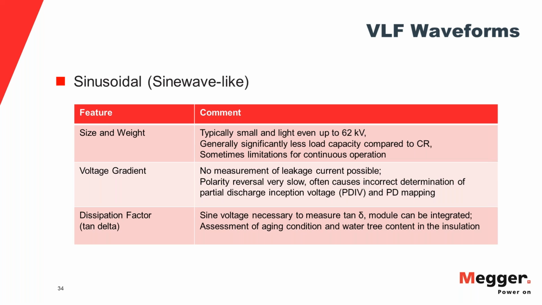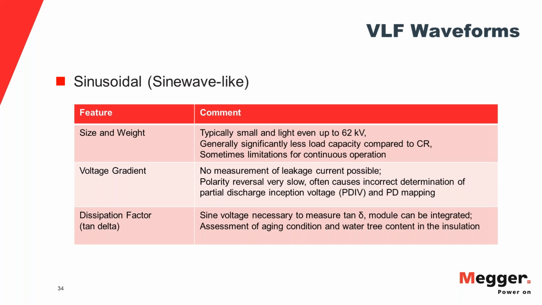This is why we, as a manufacturer, don't just make cosine rectangular test sets, but also sinusoidal, because there is an application for it. Size and weight are typically an advantage. This has partially also to do, unfortunately, with the IEEE standard, because you saw with the numbers that it is biased towards the sinusoidal wave shape.